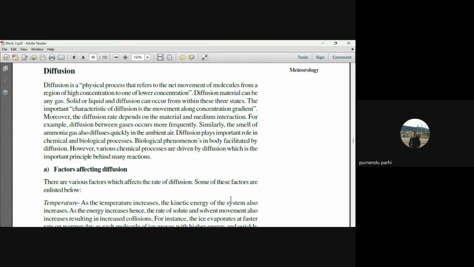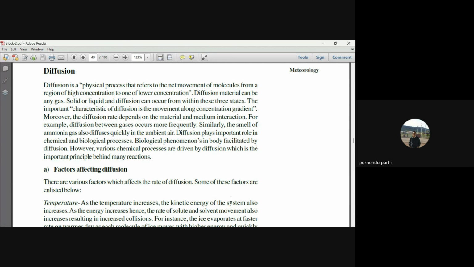Then diffusion. Diffusion is a physical process that refers to the net movement of molecules from a region of high concentration to one of lower concentration. Diffusing material can be any gas, solid or liquid, and diffusion can occur within these three states. The important characteristic of diffusion is the movement along the concentration gradient.